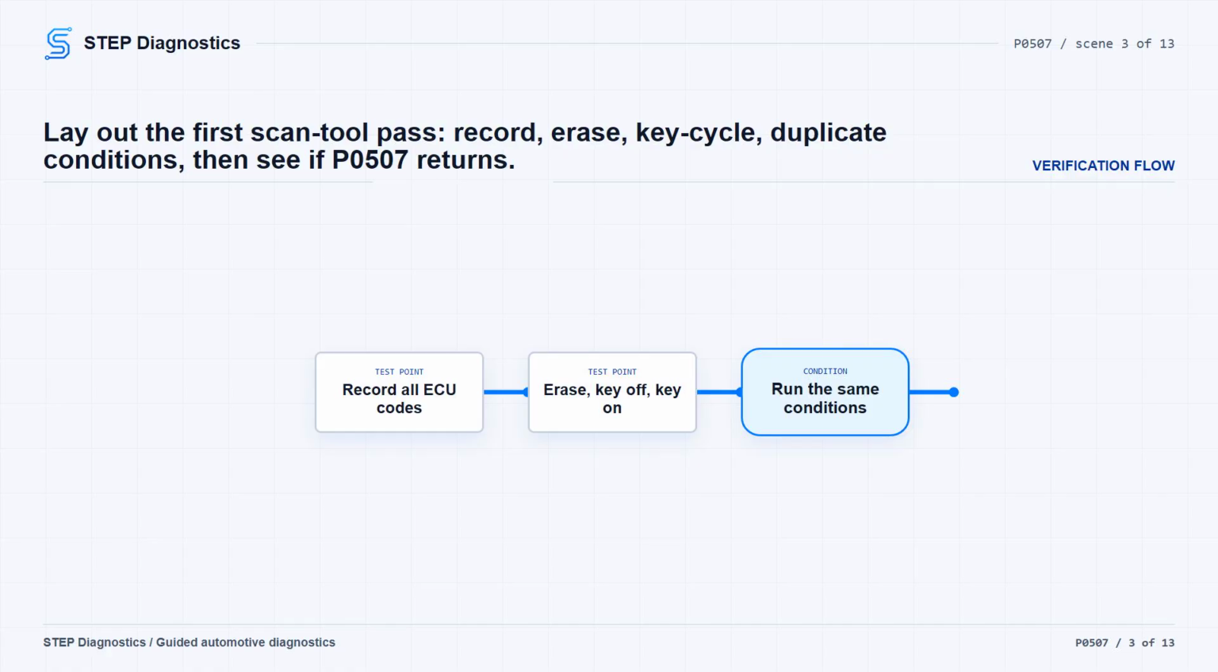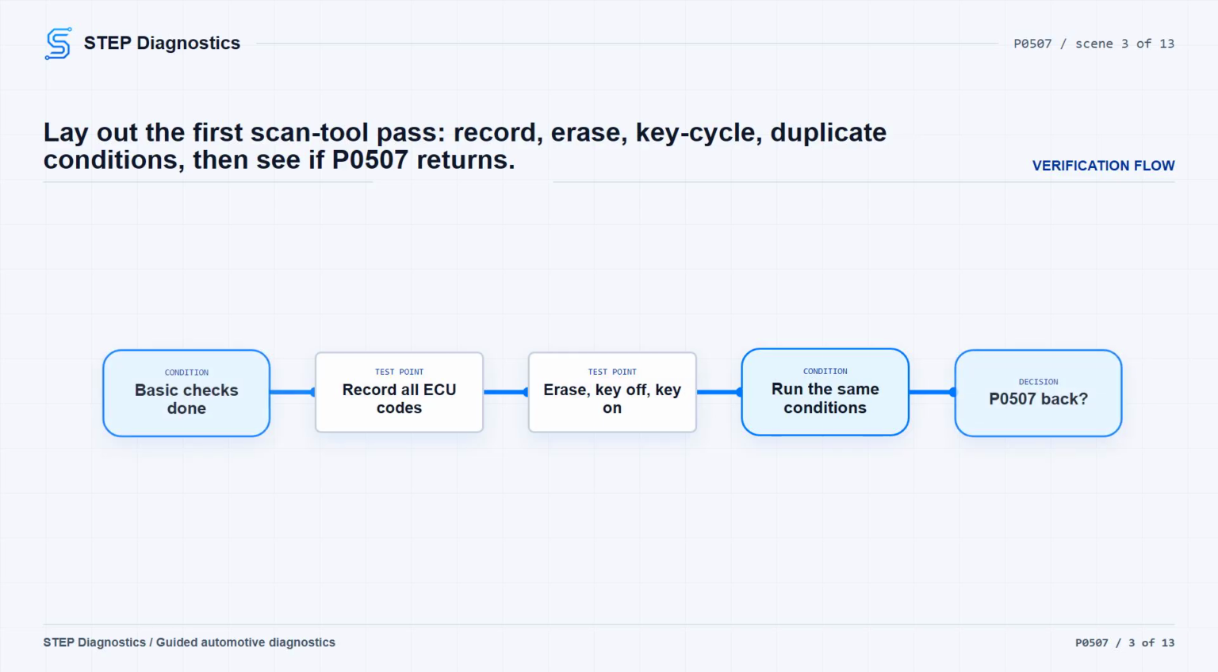Then use the scan tool to read DTCs in all ECUs, record what is present, and save the scan data you may need later. Erase the codes, turn the ignition off for a minimum of 0 seconds, then turn it back on. Using the captured operating conditions and the monitor conditions for this code, operate the vehicle in the conditions that set the fault, then read the codes again. If P0507 comes back, continue the diagnosis. If it does not come back, treat it as an intermittent condition and do not guess at a hard failure.